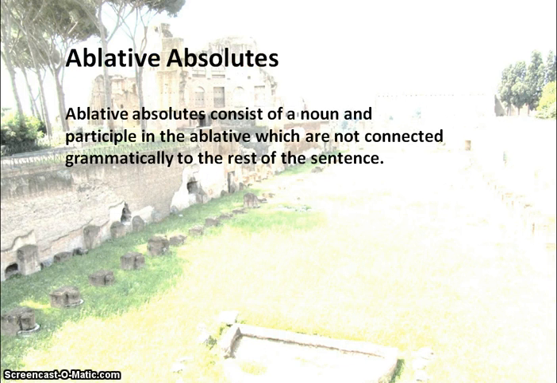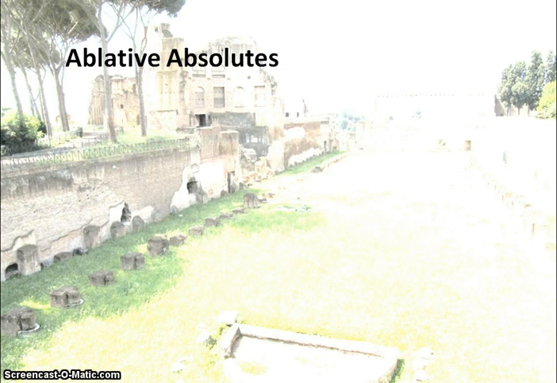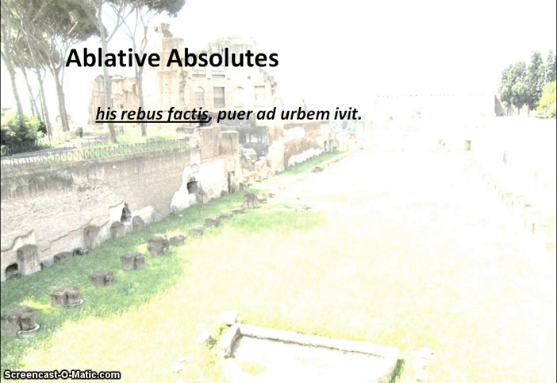It consists of a noun and a participle in the ablative which are not connected grammatically to the rest of the sentence, i.e. the rest of the sentence should make sense if you take away the ablative absolute. So if we have a look at an example, we have his rebus factis puer ad urbem iit. Now the part underlined is our ablative absolute, so let's just look at the main part of the sentence, puer ad urbem iit. The boy went to the city.